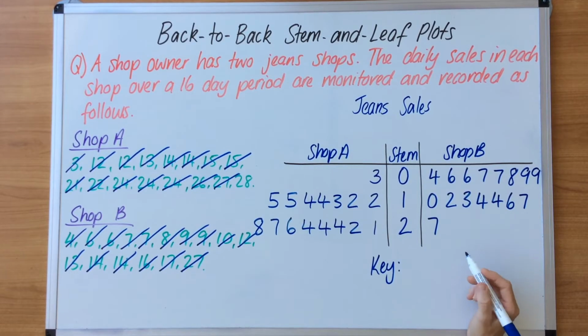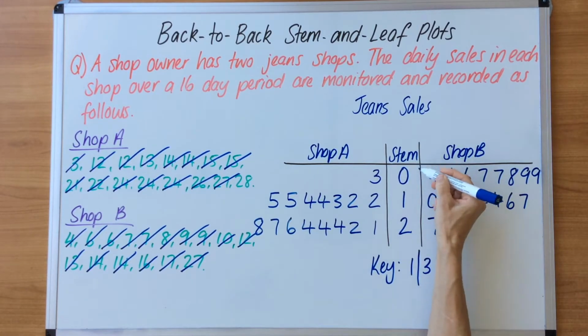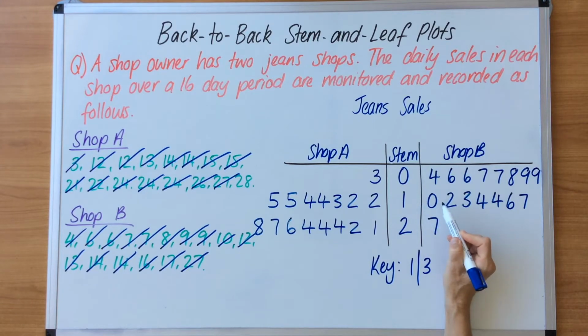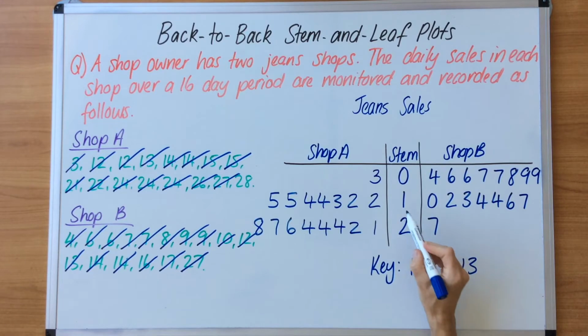So I'm going to pick the number 13. 1 and 3 is 13. So we go 1/3, and this slash is the separation from the stem and the leaves, and it equals 13. So if I read this 1 and 3, it equals 13.